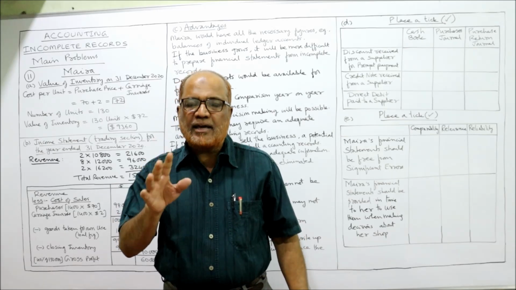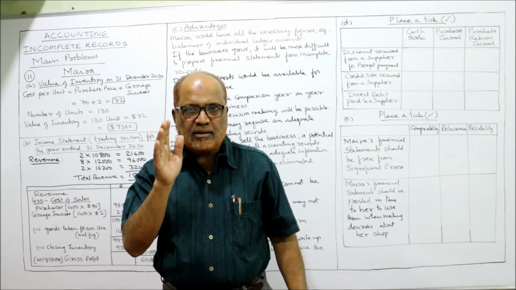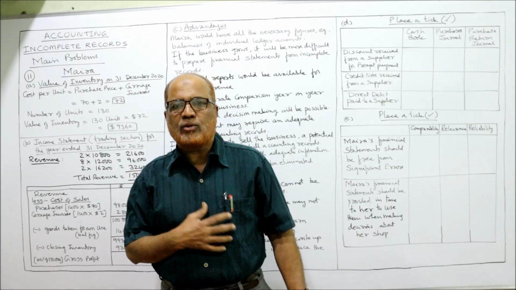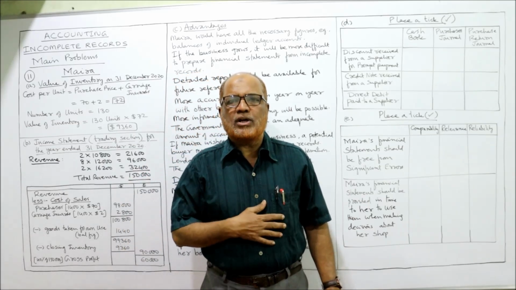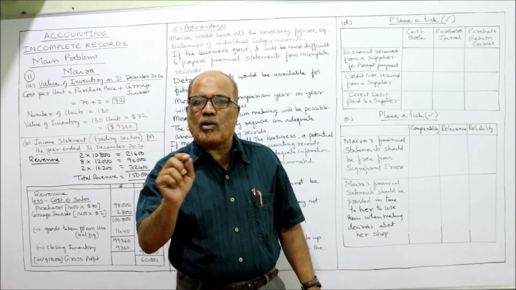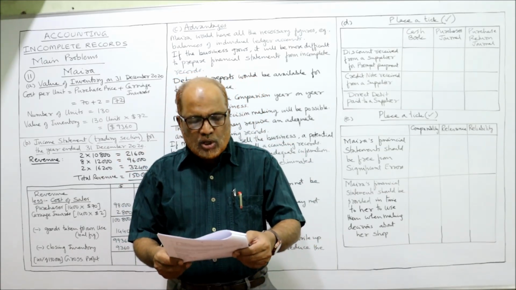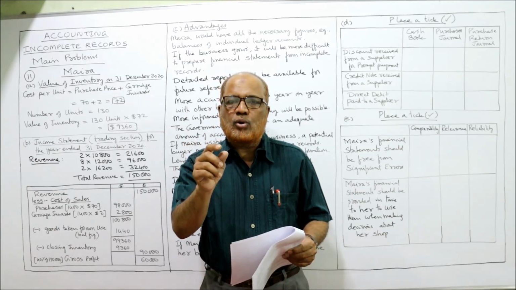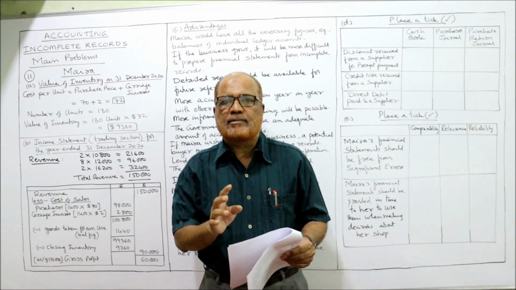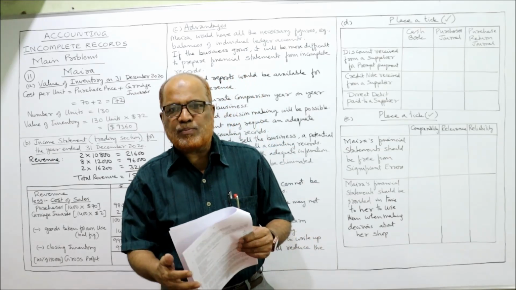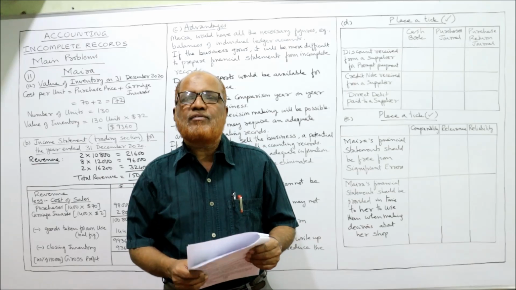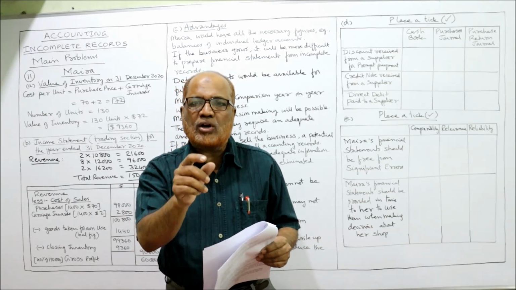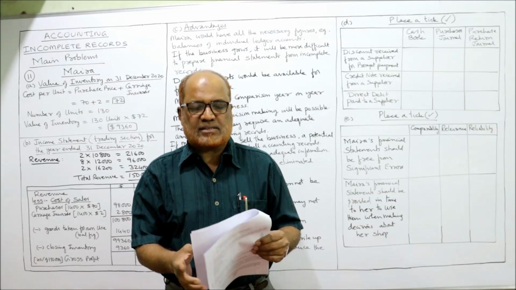So always, again I'm repeating, always keep a notebook ready beside you when you watch the video. I'm explaining a number of points which are very important, so you should write them down there itself. The gross profit margin means percentage of gross profit on sales. Here gross margin is given as 40%. That means gross profit is 40% of sales.